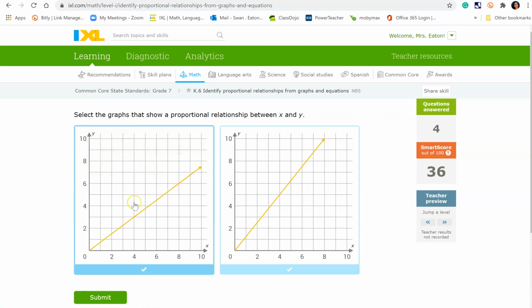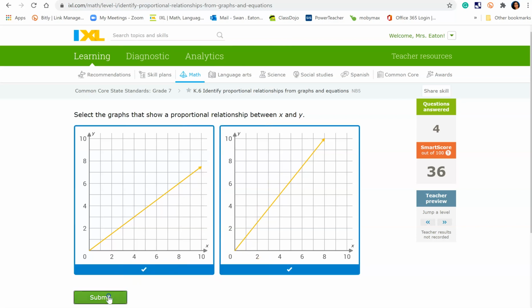Now let's look back here through the origin. Yeah, through the origin, straight line, straight line. So we can select both of them.